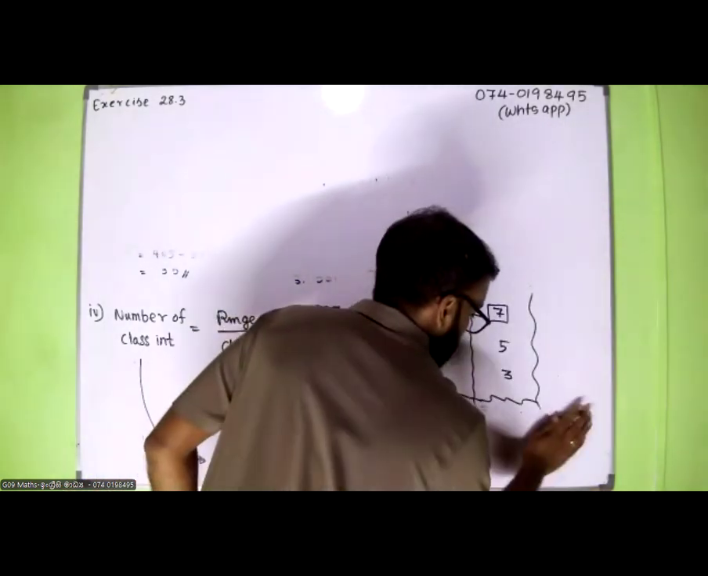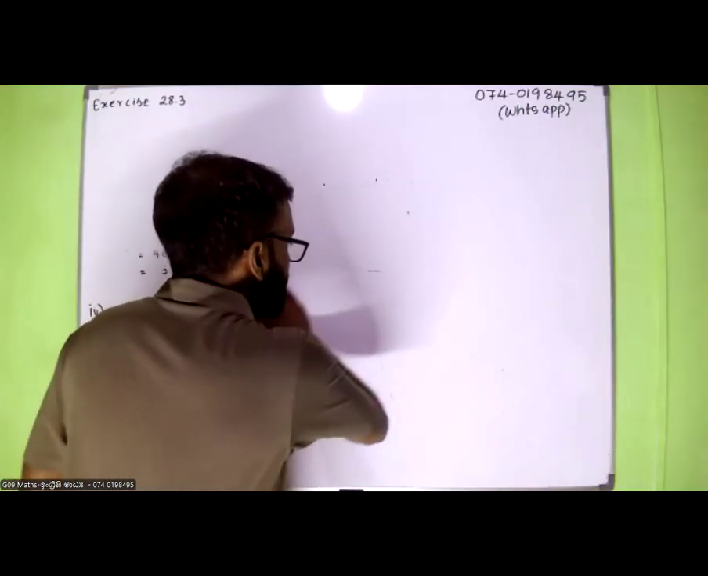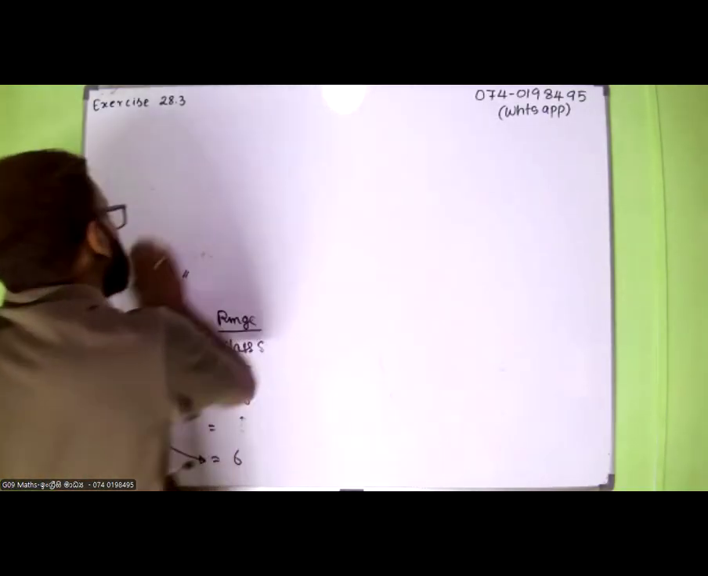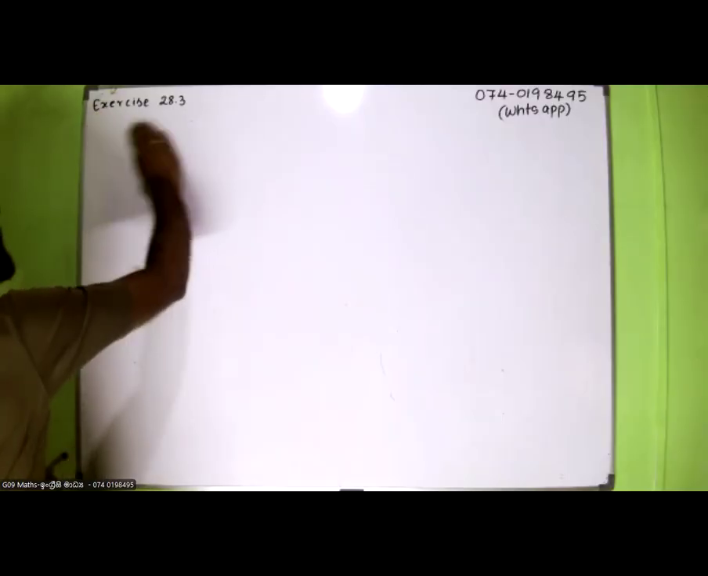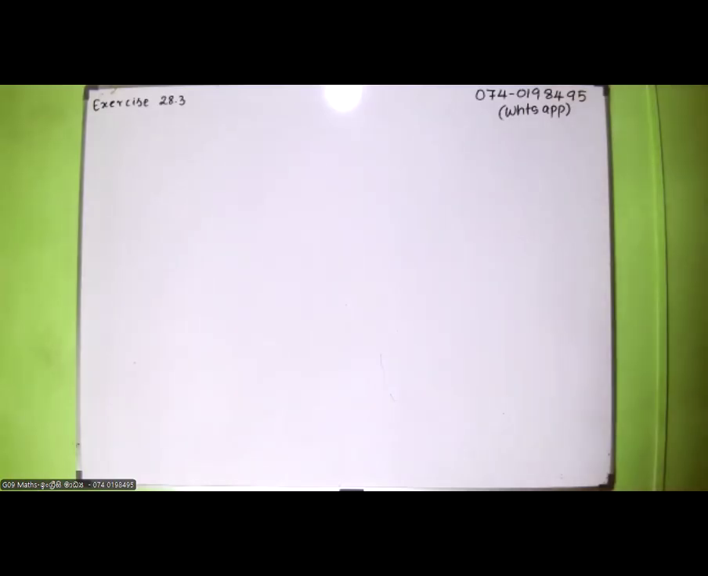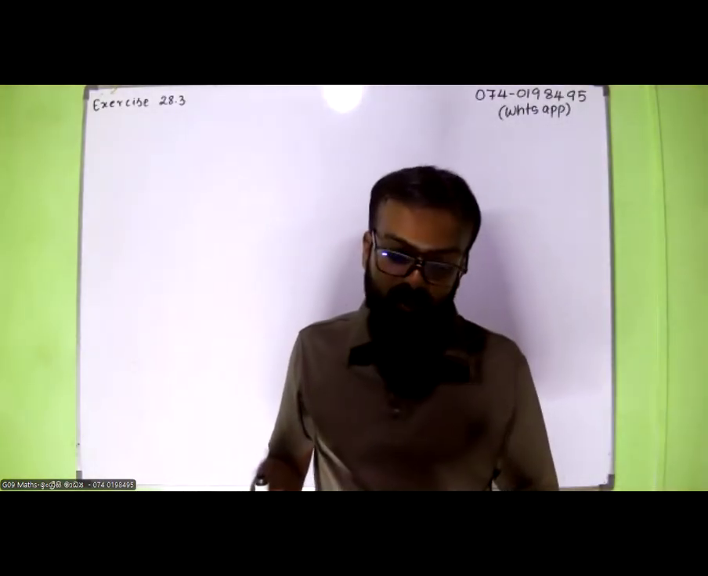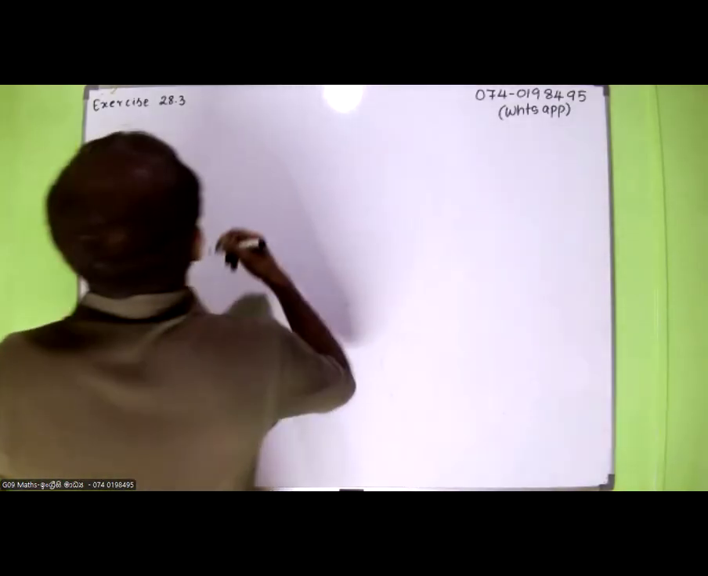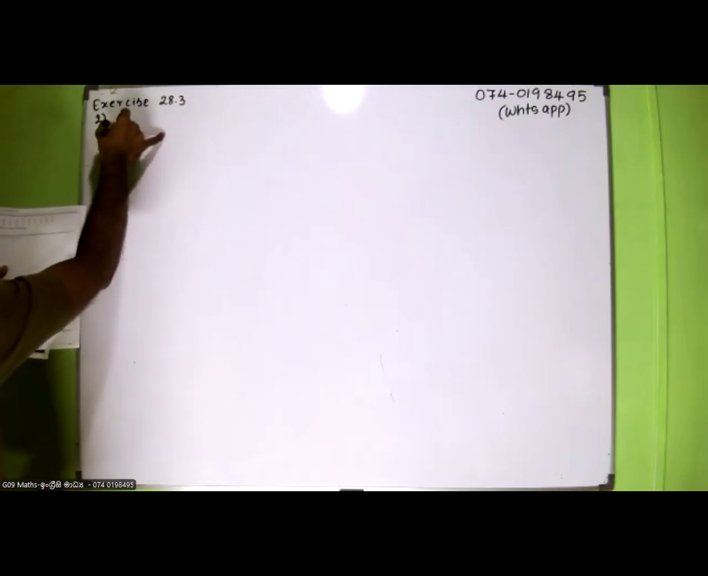In this case, you have been given all the things that you need. They have given the starting point and ending point of the class intervals, so you just have to calculate the range and so on, because they are asking you to calculate the range. So this is exercise 28.3, the second question. I am not going to write down the data set.